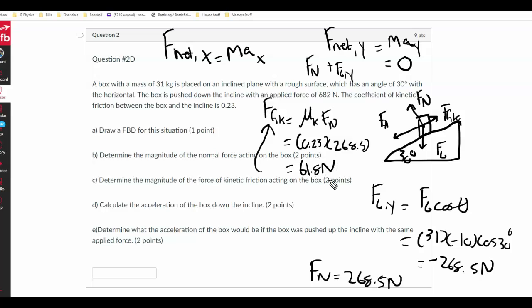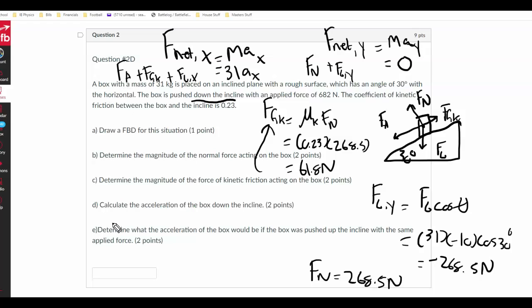Now, when we get to D, here's where we start having issues. When you write down your second law equation in the x direction, yes, it's accelerating in the x direction, so I have 31ax. I write down the sum of the forces. I have Fa plus Ffk plus Fgx. But when you get to plug in values, you have to be very careful with the signs. If it's being pushed down the incline, that means Fa should be negative, assuming that down the incline is the negative direction.